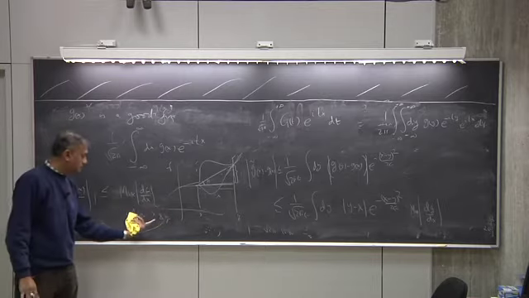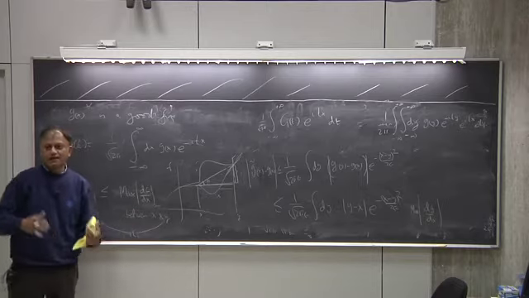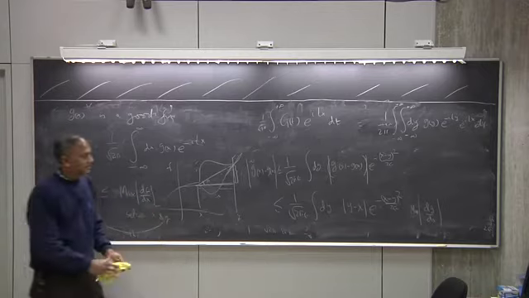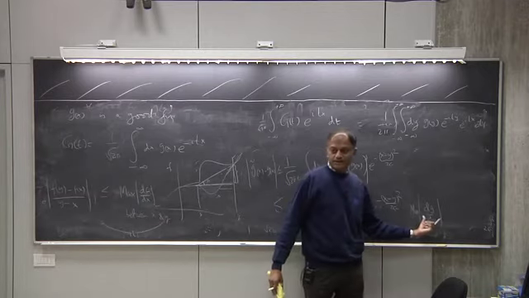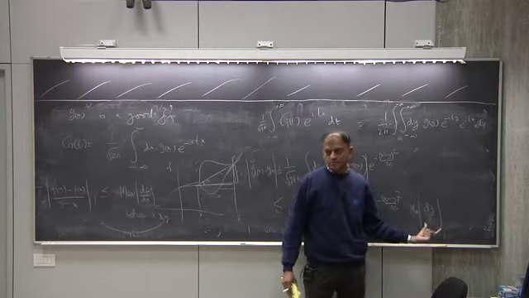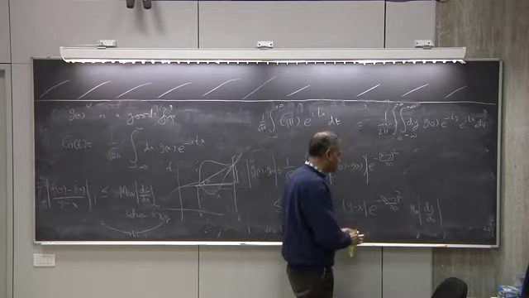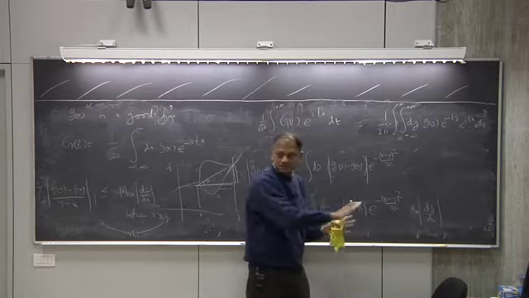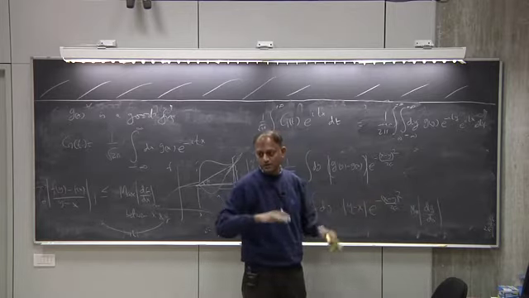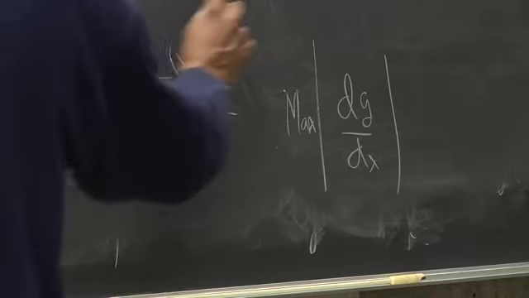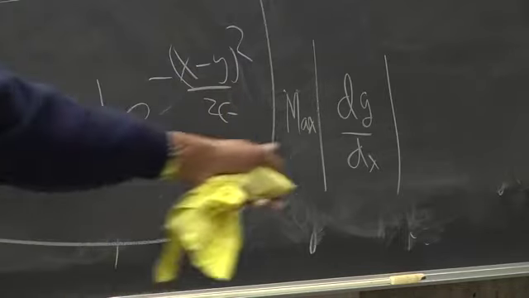Because the maximum between x and y is certainly less than or equal to the maximum everywhere, right? But this is a good function, so dg by dx is a good function. So, the maximum is some finite quantity, okay? So, this I can take out of the integral because it's just the absolute max of dg by dx, a finite number. So, now all that is left is just this integral, because this is some constant.